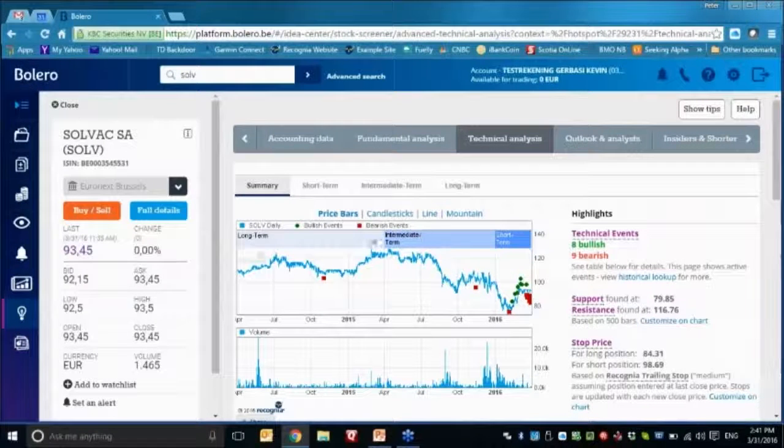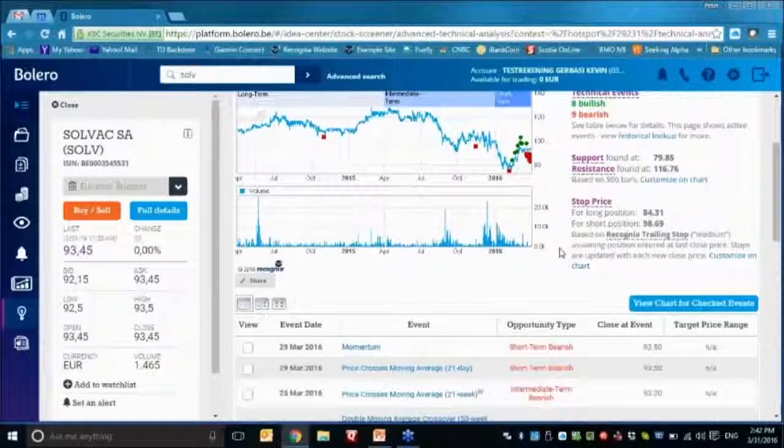This is a 2-year price history for the security. Notice all these little red squares along the way. Those red squares represent the dates where we have had bearish technical events. The green dots, on the other hand, are the dates where we've had bullish events. So notice that we had a bunch of red dots historically, but more recently it's been a lot of green dots. So we actually right now have 8 bullish events and 9 bearish events active.